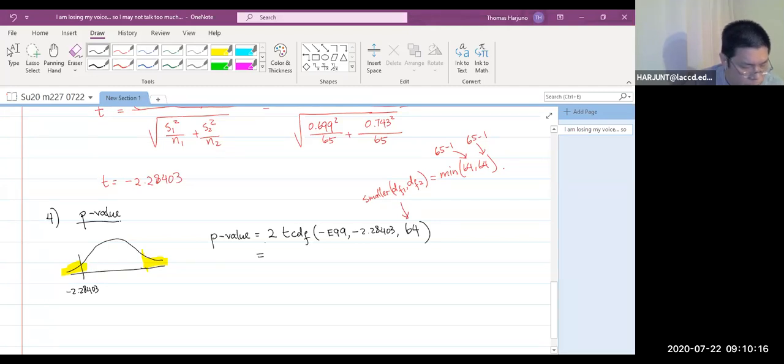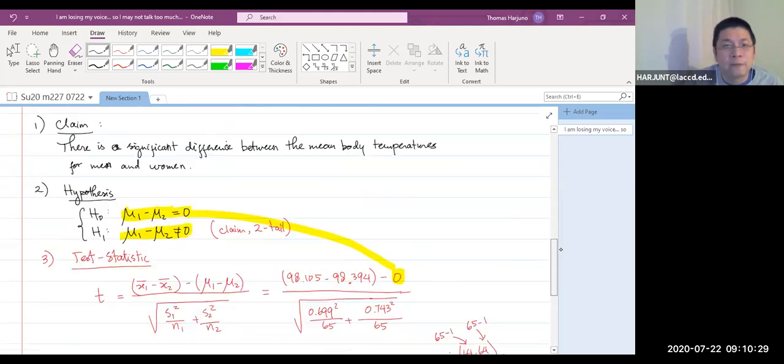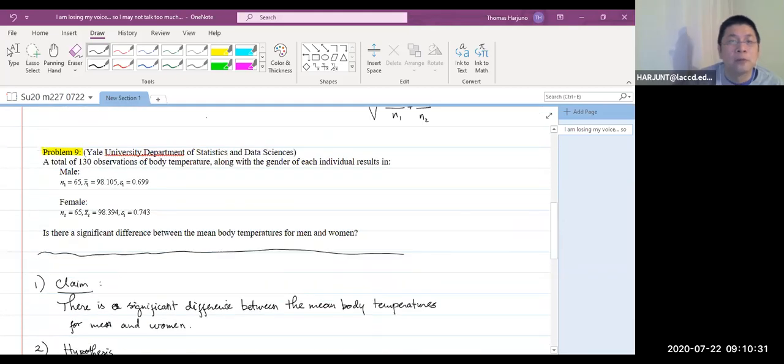I get 0.699, 0.01285. Now, do they tell us the significance level? They don't. Okay, but they have a keyword. Because they don't tell us the significance level, we use 5%. To help us, the word significant actually refers to that 5% level.